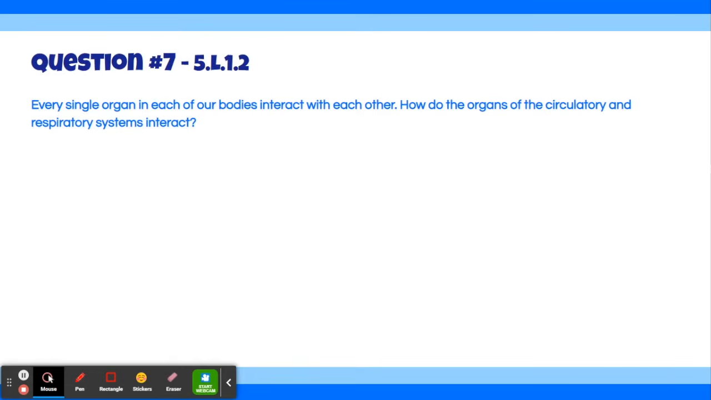Okay, moving on to question number 7. Every single organ in each of our bodies interacts with each other. How do the organs of the circulatory and respiratory systems interact?